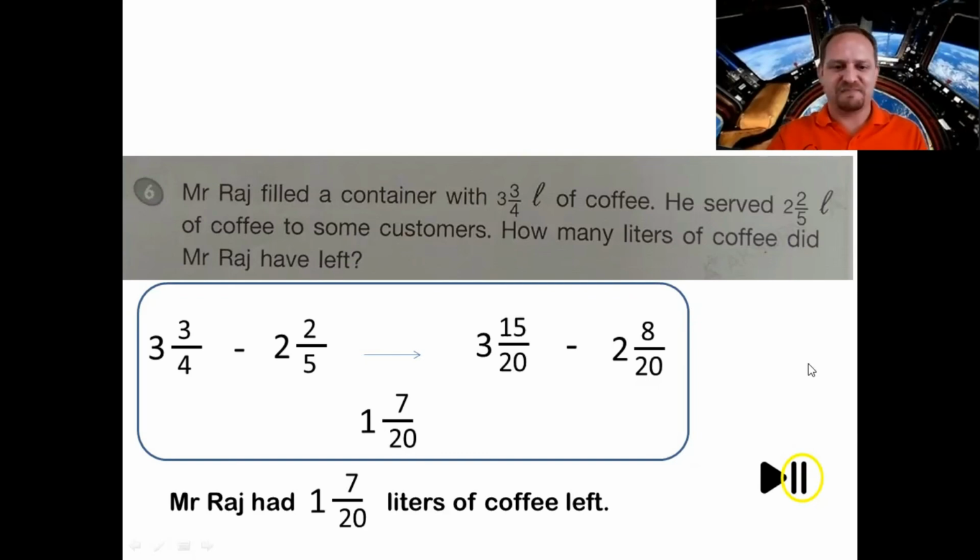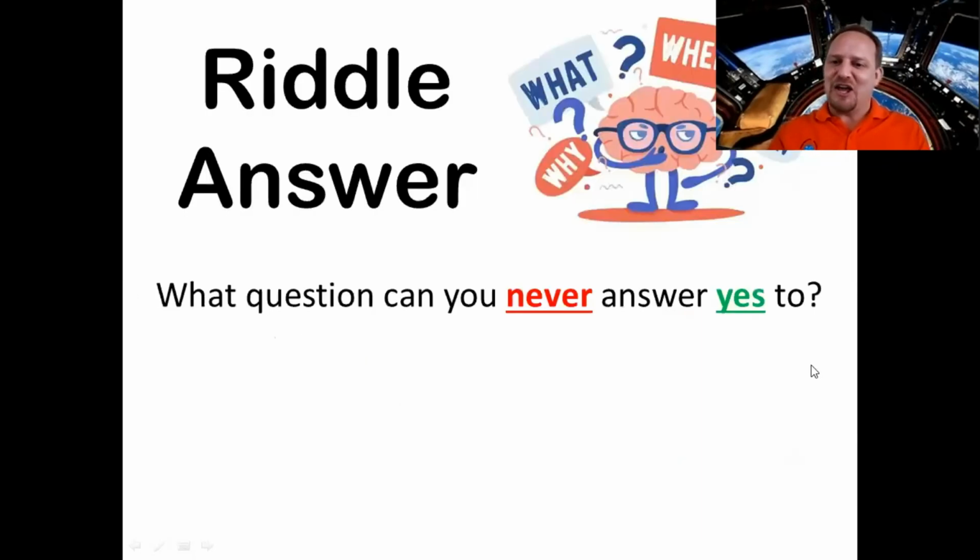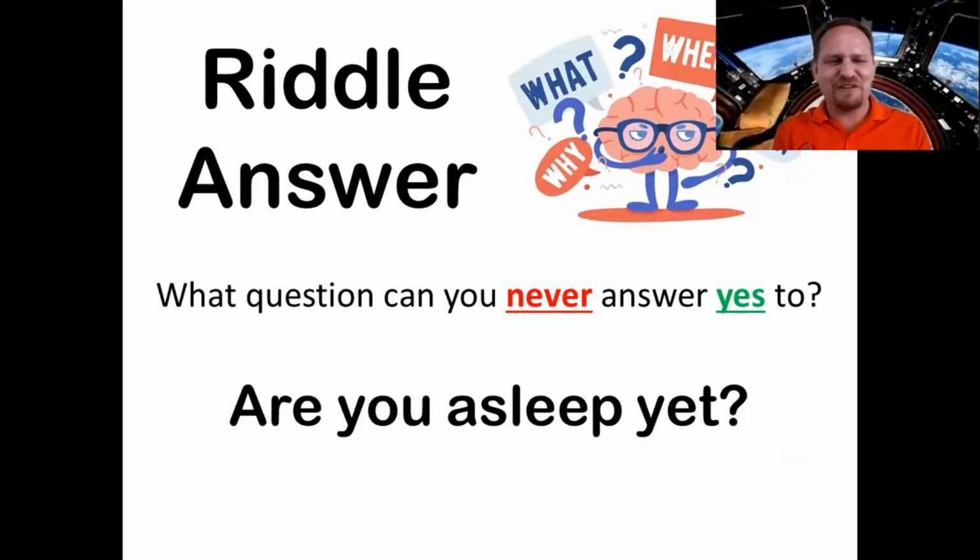Well done, guys. The answers to the riddle today. Let's have a look. What question can you never answer yes to? Did you guys get it? It was, are you asleep yet? Of course you can't answer yes if you're asleep, right? Kind of difficult, maybe. All right, good. I'll have more riddles for you guys when you come back to school. All right? Let's go on.